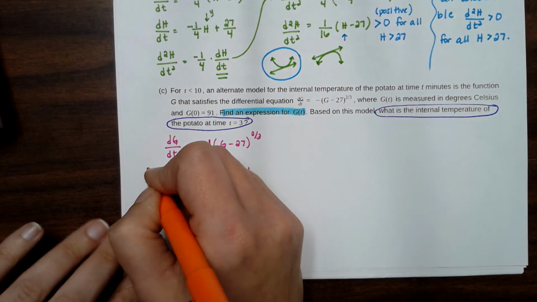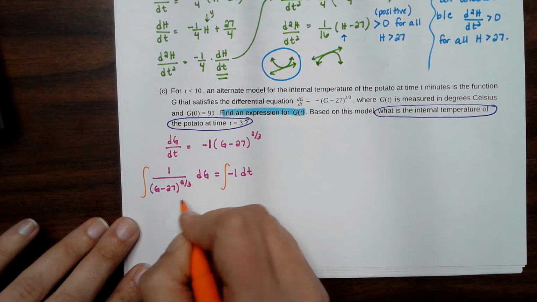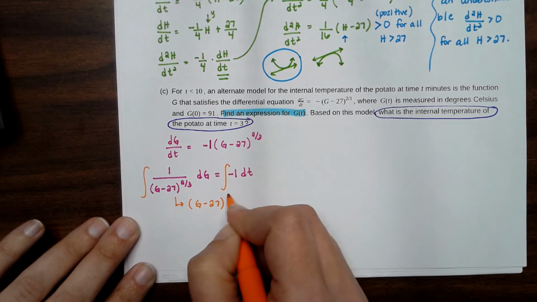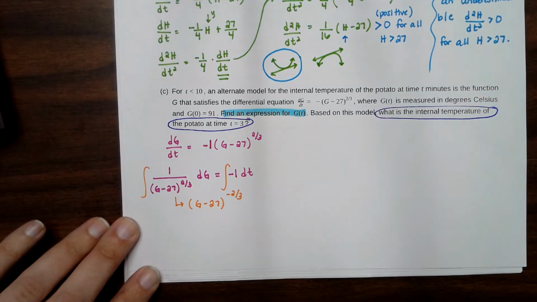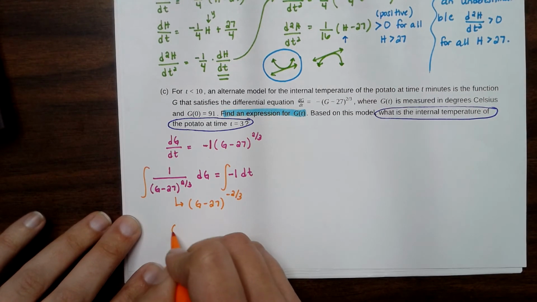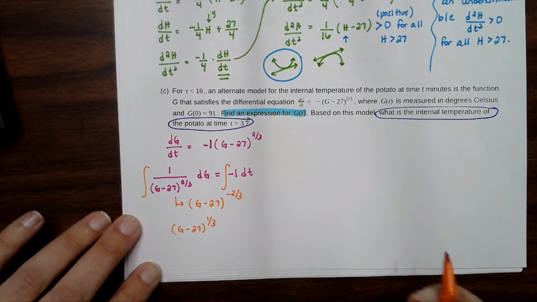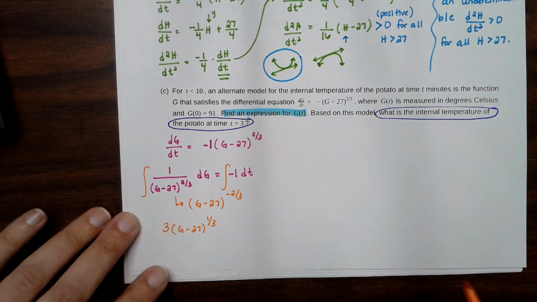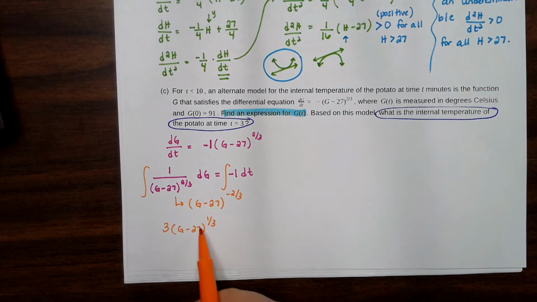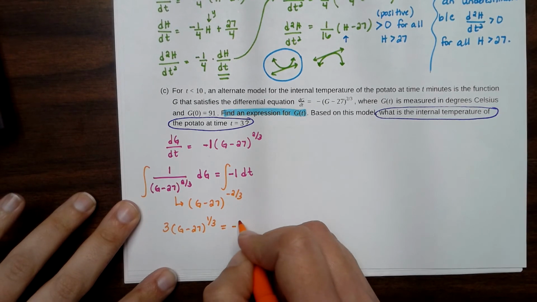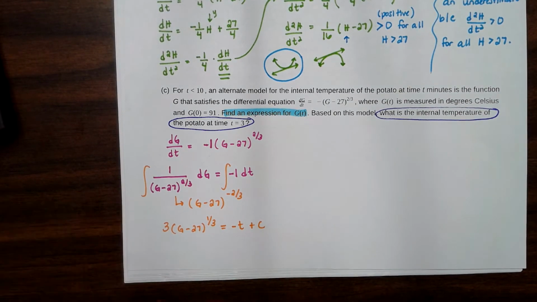Step number 2 is going to be to integrate. And I think it's easier to integrate if I envision that this is g minus 27 to the -2/3. So what I'm going to do is add 1, which means I get g minus 27 to the positive 1/3, and divide by my new power, which is 3. I'm also going to consider chain rule, but since the derivative of g would just have been 1, I'm not going to worry about that here. Equals -1 becomes -t plus c.